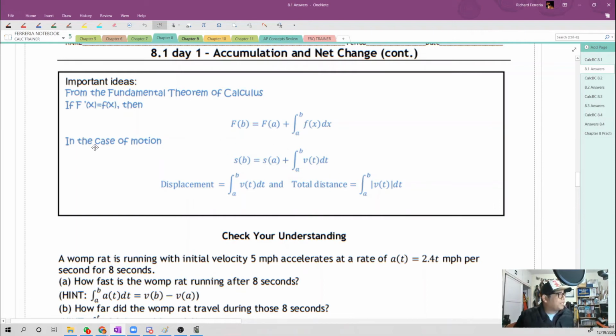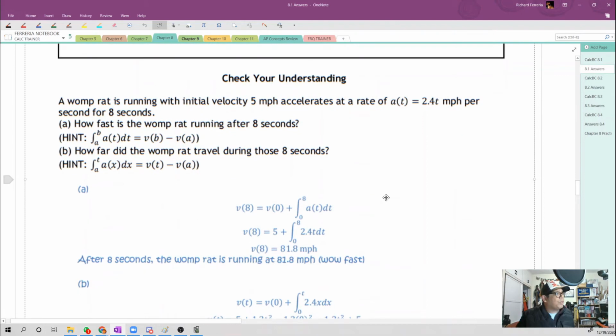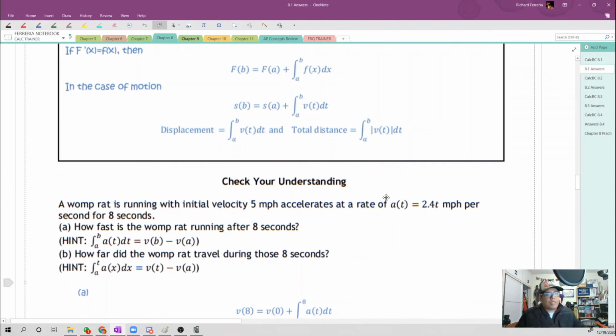concrete, as in the case of motion, we can see that position at B is equal to position at A plus the integral from A to B. And of course, this integral right here, we would just call the displacement. So displacement is the integral from A to B of a velocity function, and total distance is the integral from A to B of the absolute value of a velocity function. Which brings us to our check your understanding.